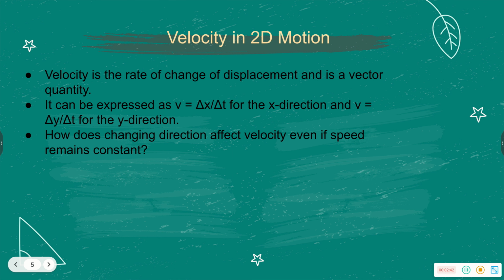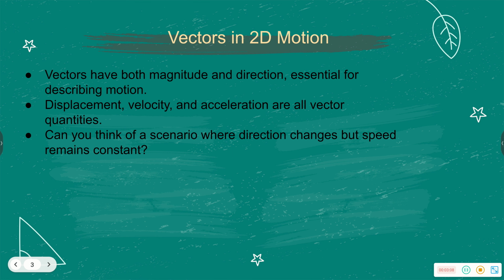Velocity is the rate of change of displacement and is a vector quantity. For the x-axis, it's the change in x over the change in time. And for the y-axis, it's the change in y over the change in time. So just keep that in mind as we talk about velocity. Everything is very similar, we've already done a lot of how we're going to do this, so it will make sense as we get through this.